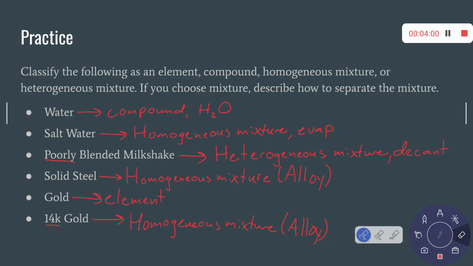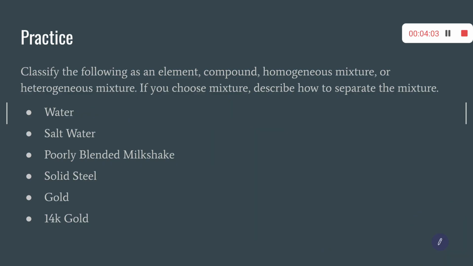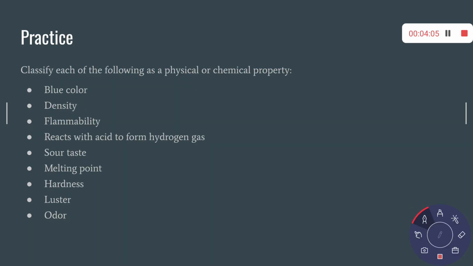Now let's go to the next thing. So now let's classify each of these things as a physical or a chemical property. Remember, a physical property is something that you can observe or measure without changing the actual substance of the matter that you're looking at. A chemical property is the ability of that substance to undergo a chemical change, meaning that substance is changing. Old bonds are breaking and new bonds are forming.